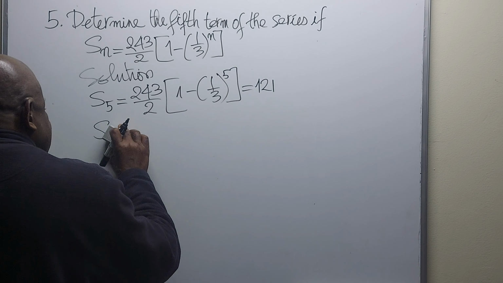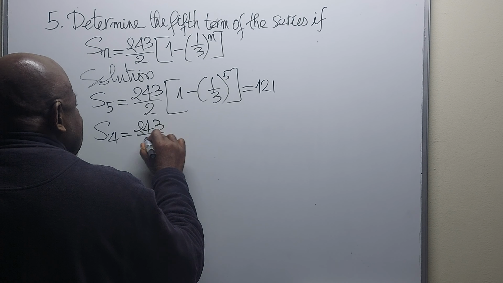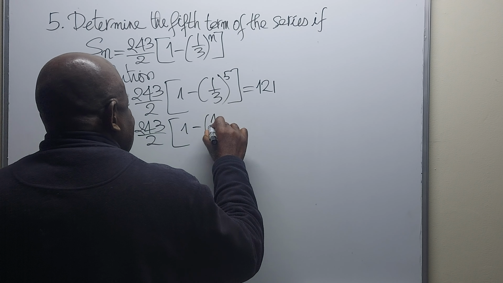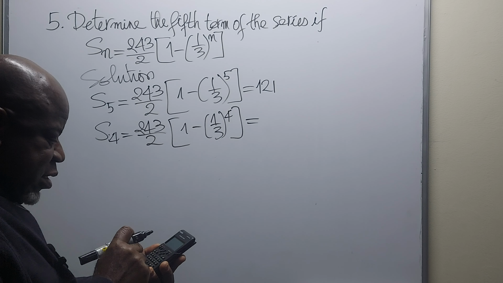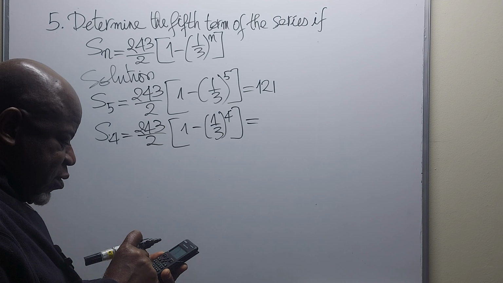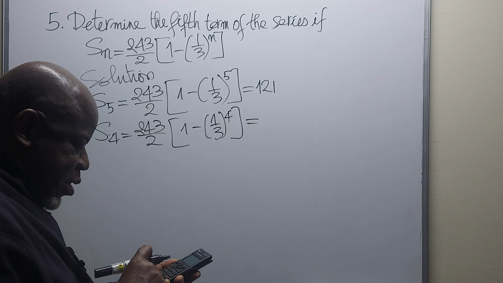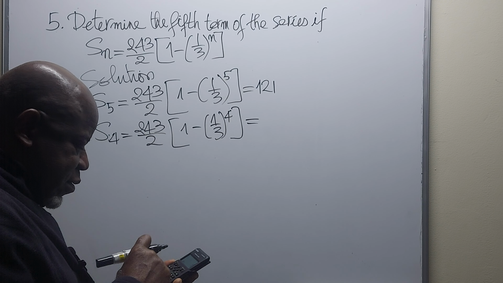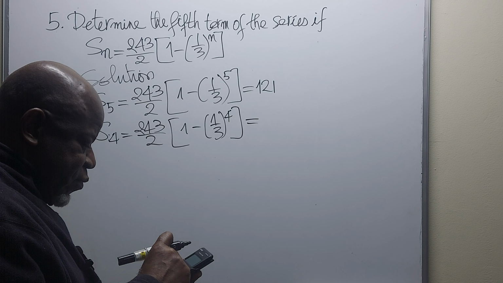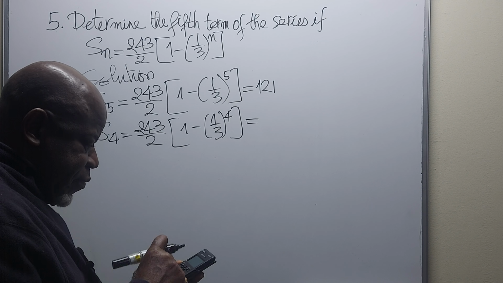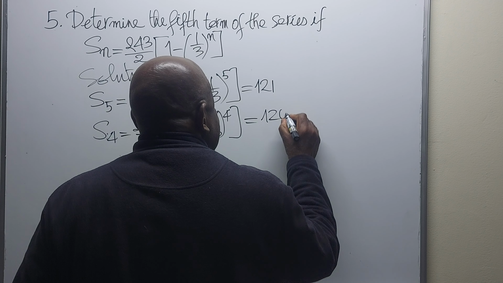And after we're going to calculate S4. S4 will be equal to 243 over 2 times 1 minus 1 over 3 to the power of 4. We're also going to calculate this. 243 over 2 times 1 minus 1 over 3 to the power of 4. Then we're getting 120.